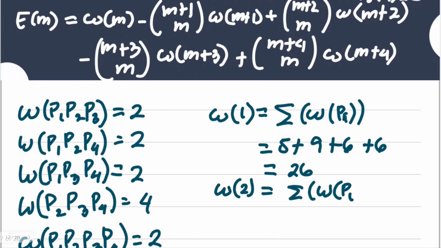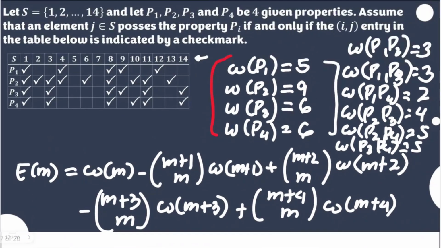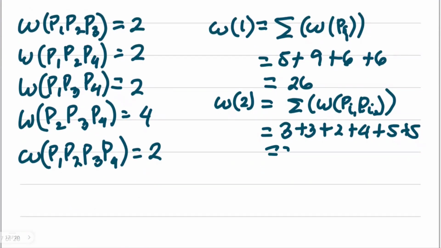Okay. Now, for omega of 2, again, we can simply count or add the results for omegas of P sub I sub 1, and P of I sub 2. That was the notation before. So simply count or add those results. 3, 3, 2, 4, 5, 5. So 3 plus 3 plus 2 plus 4 plus 5 plus 5, which gives us 22.